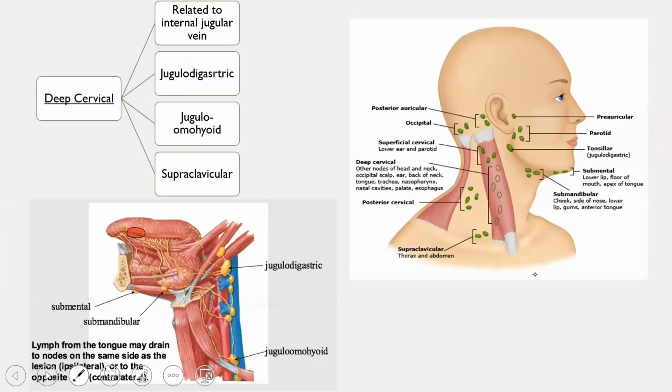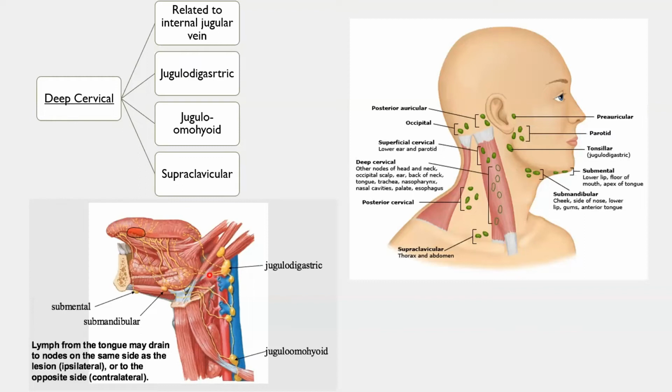So here, you see the deep cervical lymph nodes. This is the internal jugular vein, and along it, you have the deep cervical lymph nodes. And when you consider these deep cervical lymph nodes, there are few important lymph nodes that you should know about. First, there's the jugulo-digastric.